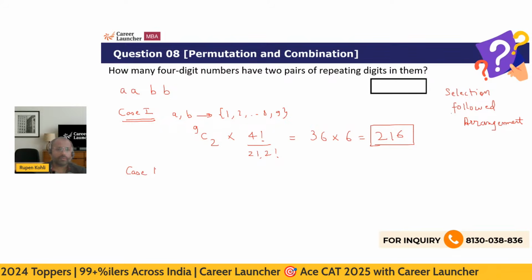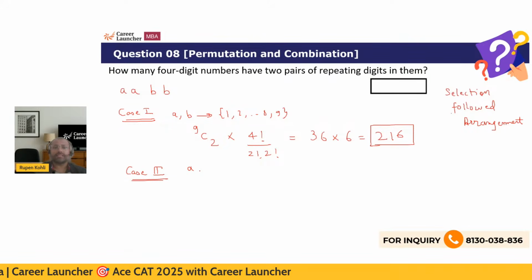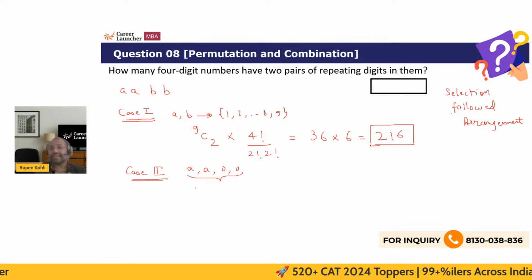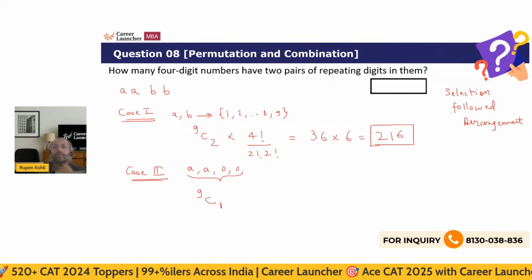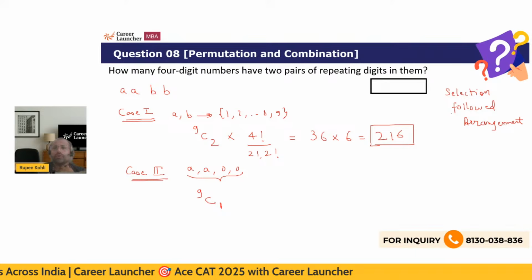Case 2. 0 is one of the selected digits. So let's say the digits are now A, 0. Now we still have to select A. So 9C1 ways to select the value of A. Obviously, A can't be 0. You cannot have a number 0000. It's not a 4-digit number, right? So at most, one of A and B could be 0.